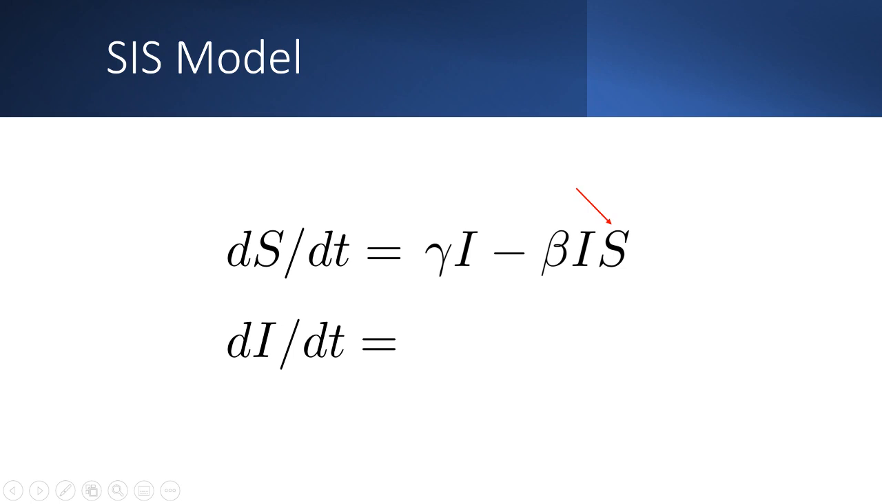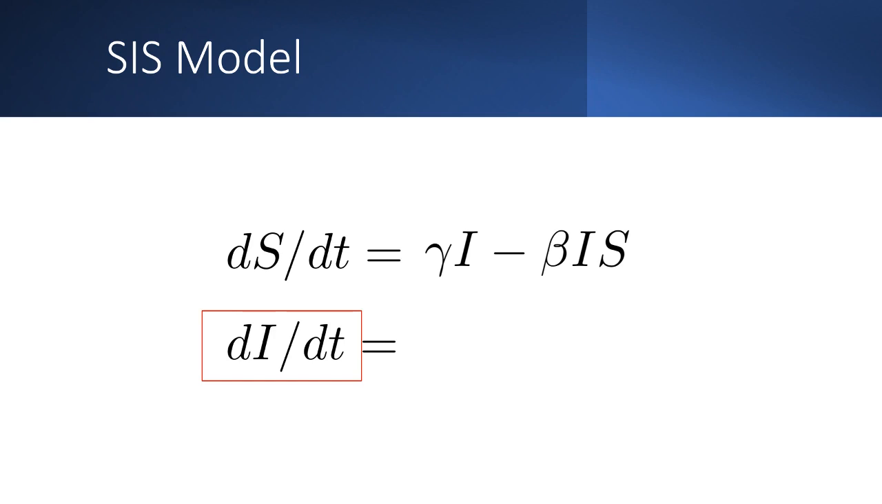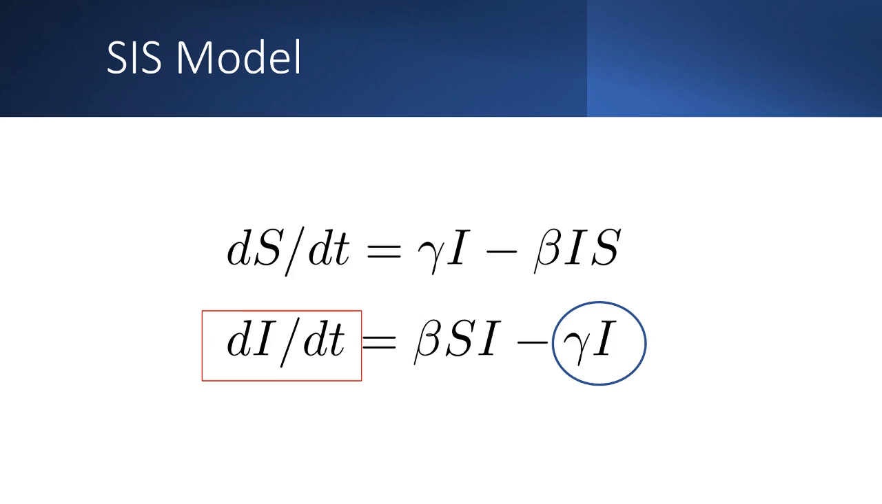So the dI/dt is used to model the number of individuals who are infected over time. And this depends on the proportion of susceptible who get infected minus the proportion of infected people who recover from the disease. Now, let's see how we can model this in R.